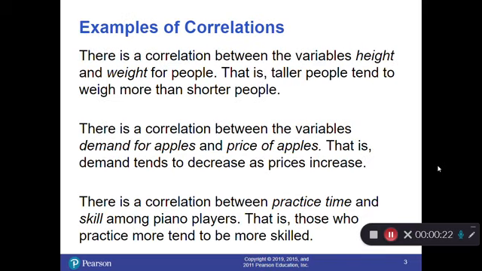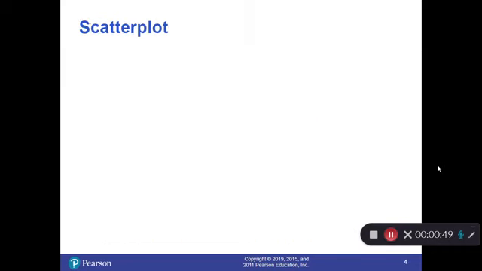Some examples: there's a correlation between the variables height and weight for people. It's possible that taller people tend to weigh more than shorter people. There's a correlation between demand for apples and price of apples, so demand tends to decrease as price increases. And there's a correlation between practice time and skill among piano players. That is, those who practice more tend to be more skilled.